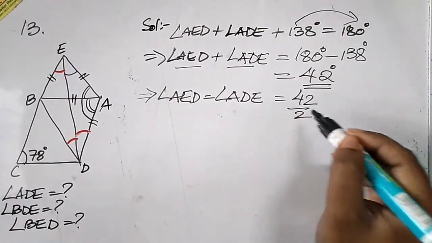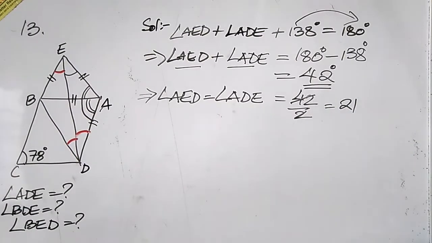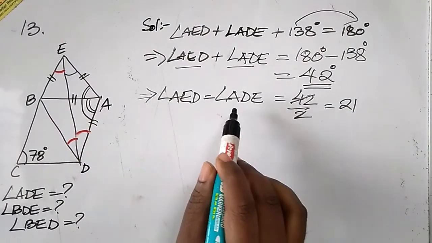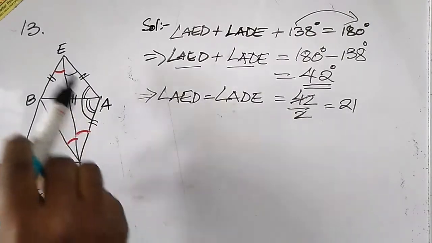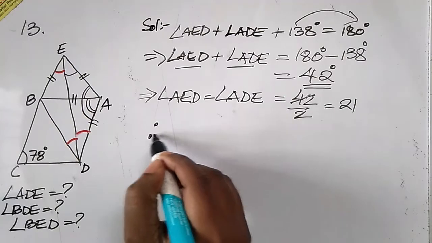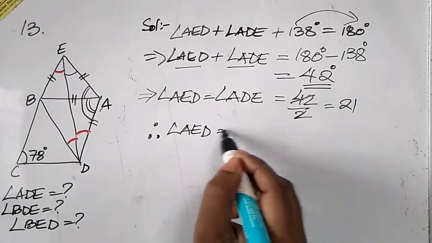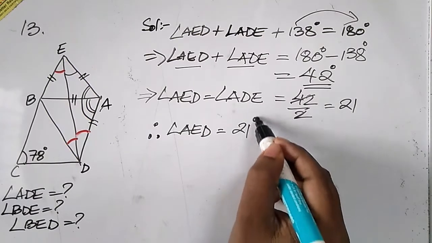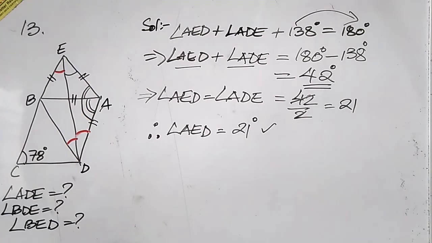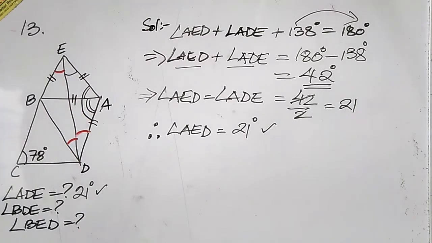Right, so how much will this be? 2 2s are 4 and 2 1s are 2. 21. So one angle is 21 degrees. That means angle AED we have already found. Therefore, angle AED is equal to 21 degrees. Yeah, we have already found the answer for angle AED.